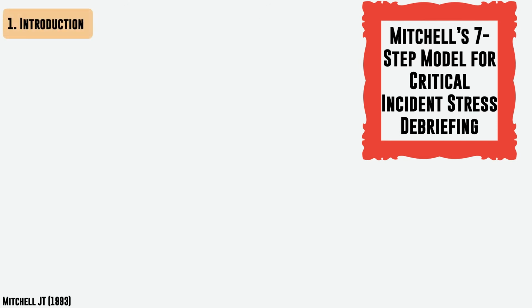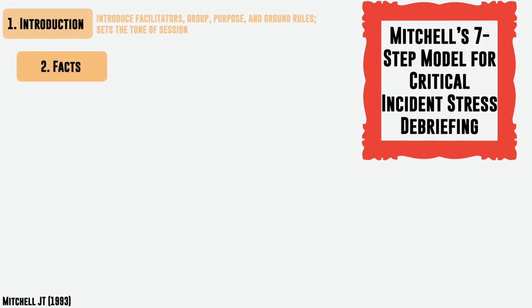Step 1, Introduction. This is where the facilitators and group are going to introduce themselves. You're going to discuss the purpose and the ground rules. Basically, you're setting the tone of the session. Step 2 is Facts. This is where everyone's going to have a brief factual overview of events, and this is going to initiate participation and discussion from all members.